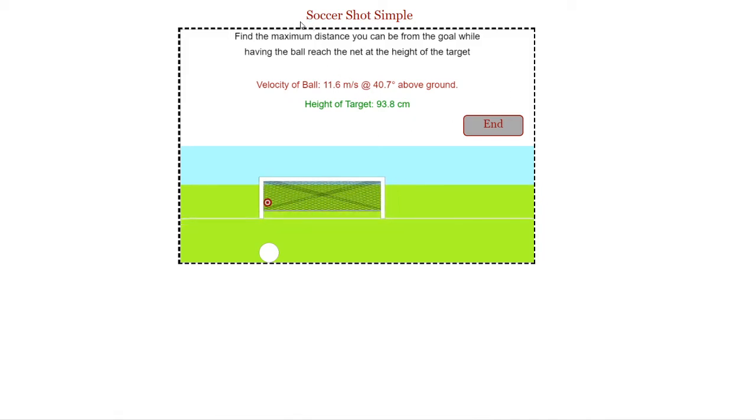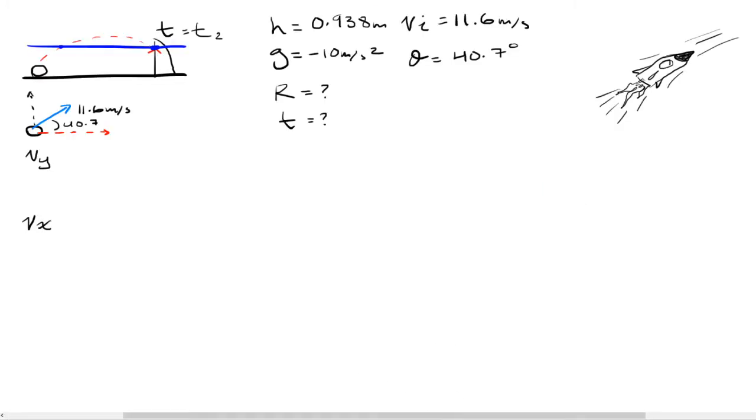Next we're going to be working on the soccer shot simple problem. In this problem we are given the initial velocity of the ball, the theta angle, and the height of the target, and we want to find the maximum distance that we can be from the goal while having the ball reach the net at the height of the target. Let's go ahead and jump in.